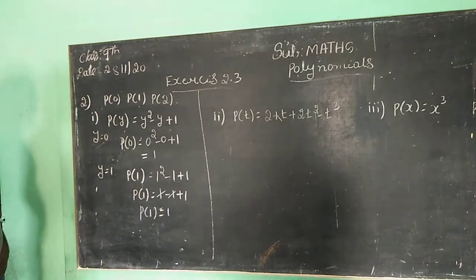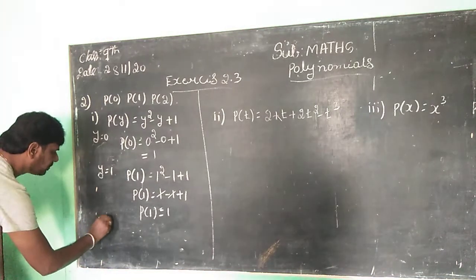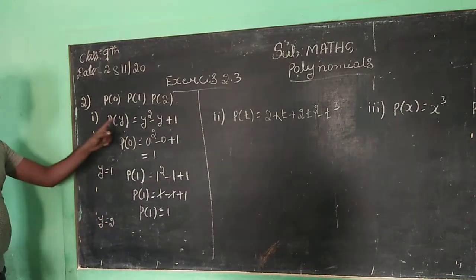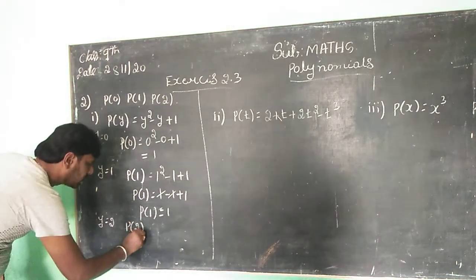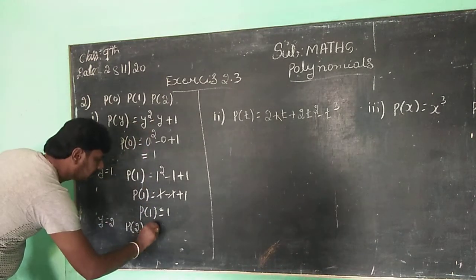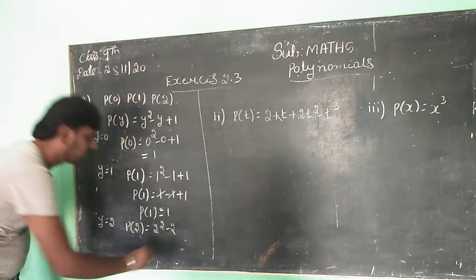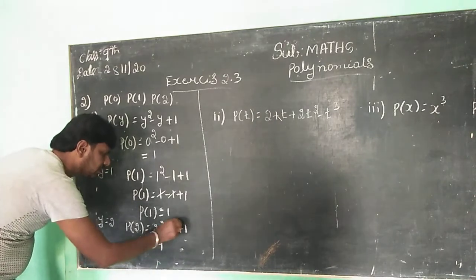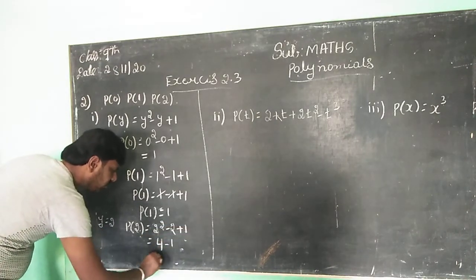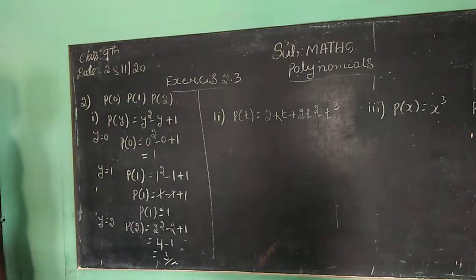Now the last one, y is equal to 2. In y place we substitute 2. P of 2 is equal to 2 square minus 2 plus 1. 2 square means 4, minus 2 plus 1 is minus 1, 4 minus 1 is equal to 3. This is P of 2.